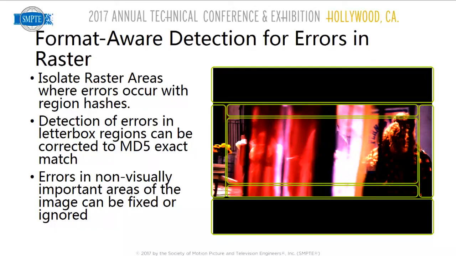So one very straightforward thing is, instead of doing an MD5 or a hash on the whole image or the whole file, you can do the actual raster portion in various segments. This is just an example. You could do letterboxes with one, sides and tops and bottoms of the image with another, and the main focus area with another. And if you had an error in an inconsequential place, again, you can fix it.